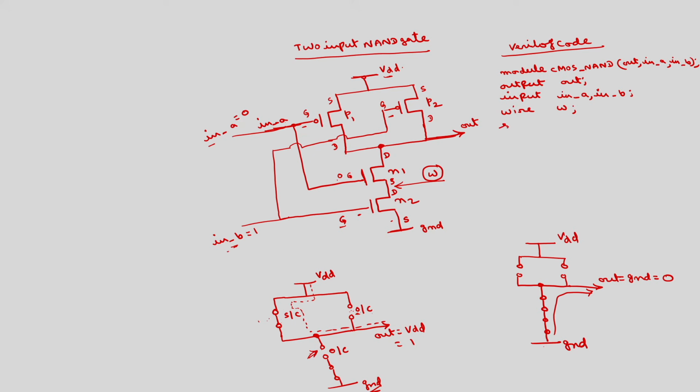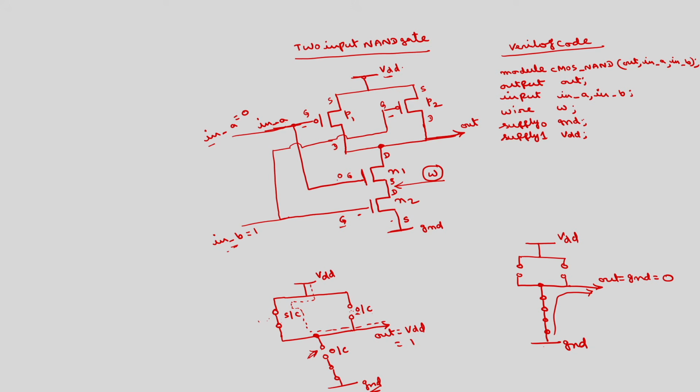So, I have to define a wire, I will define this as a wire W. Then supply 0, ground, supply 1, VDD. So, these are basic initializations.